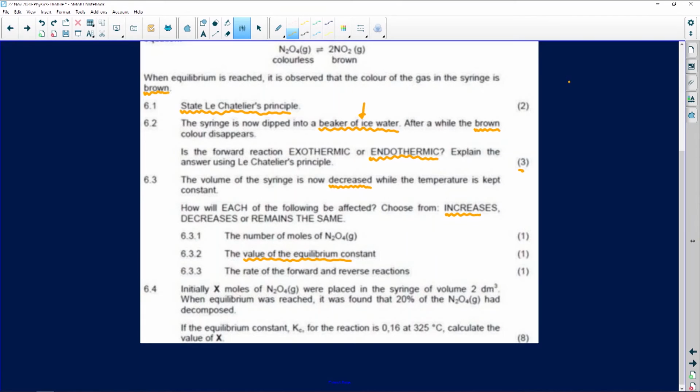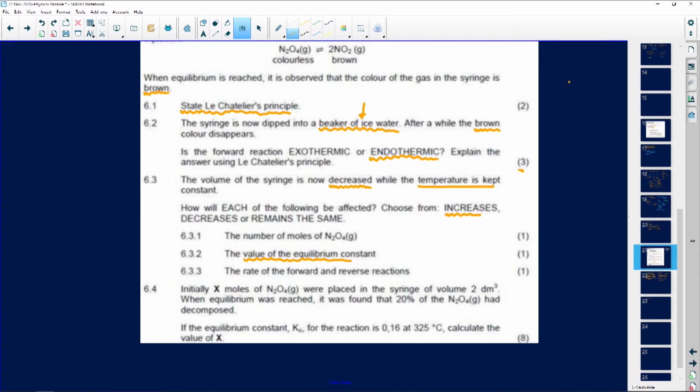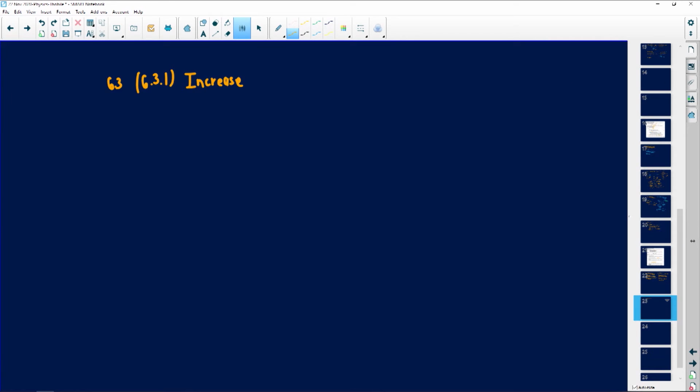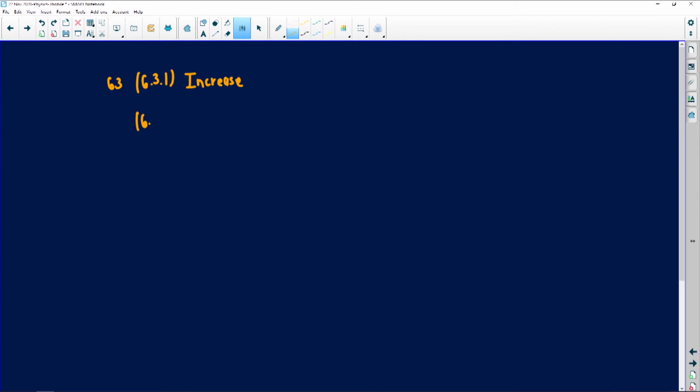In this case, what did they say? They said temperature is kept constant. So the value of the equilibrium constant does not change in any way. It doesn't increase, doesn't decrease. However, it remains the same. If you had to give an explanation or a reason for this, let me just write: remains the same. Only a change in temperature can change the Kc.